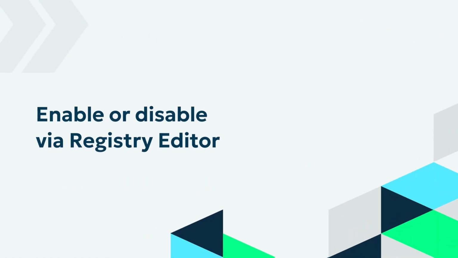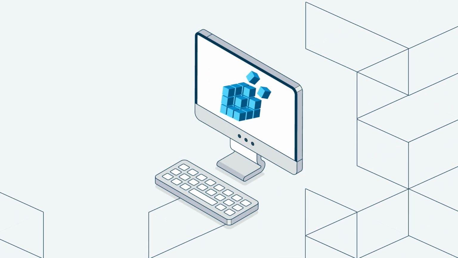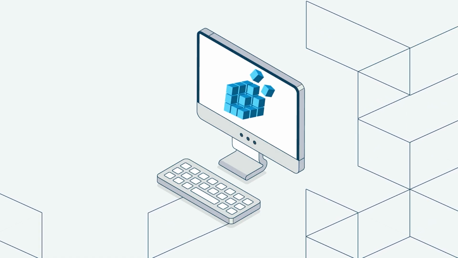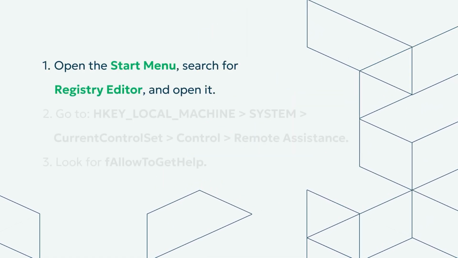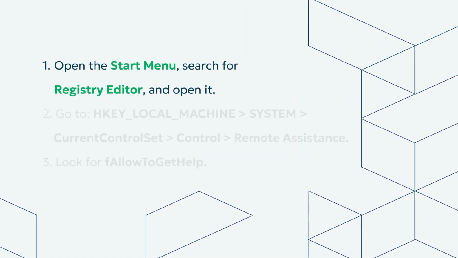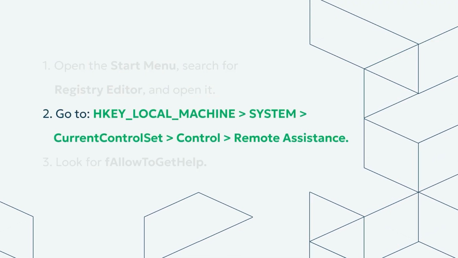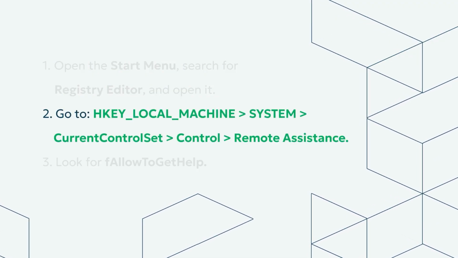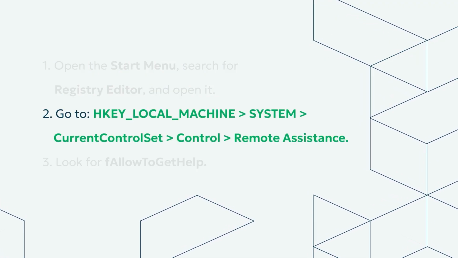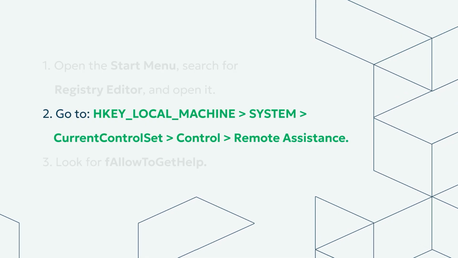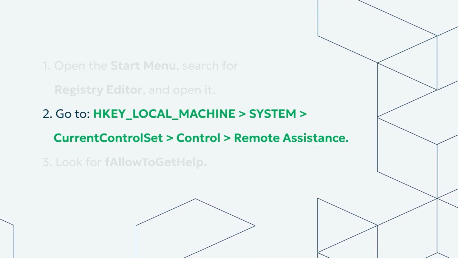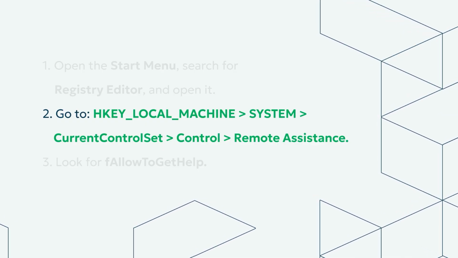Method 3. Enable or disable via Registry Editor. For Windows 11 Home users without Group Policy, you can use the registry. Remember to back up your registry first. Open the Start menu, search for Registry Editor, and open it. Go to HKEY_LOCAL_MACHINE, SYSTEM, CurrentControlSet, Control, Remote Assistance.